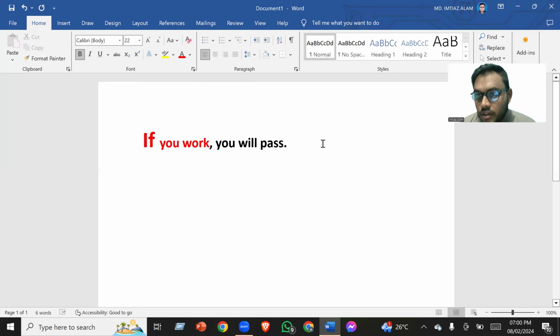So this is a complex sentence. How is this a complex sentence? There is more than one clause. And why is if you work a subordinate clause? Because in the first clause there is a clause marker. How can we understand this is a clause marker? You can see that extra word, if. So this is the clause marker, and that's why if you work is the subordinate clause and you will pass is the principal clause. Now, how are you going to change this complex sentence into a simple sentence?